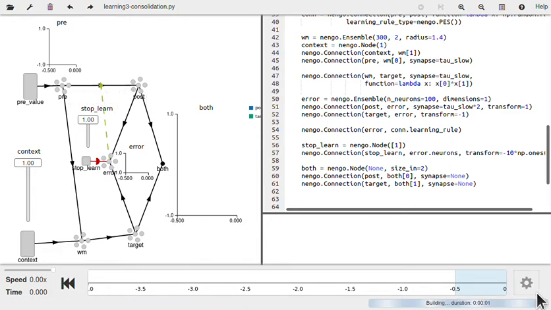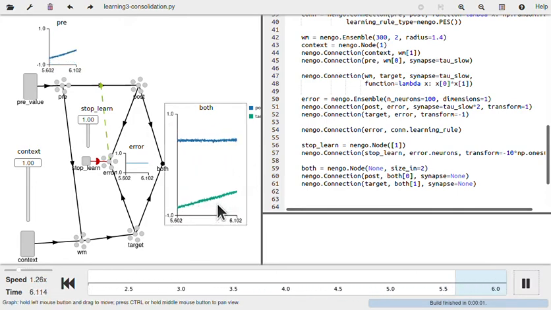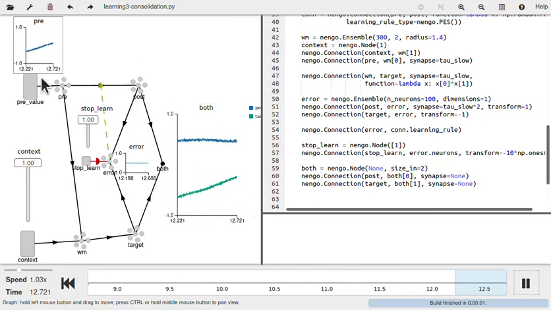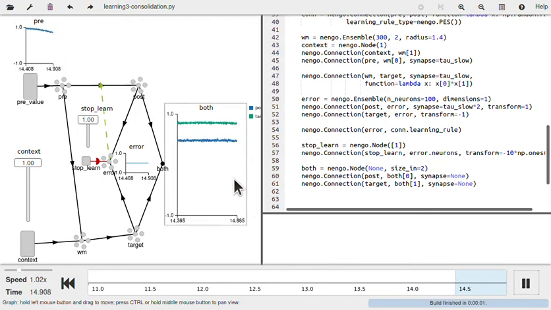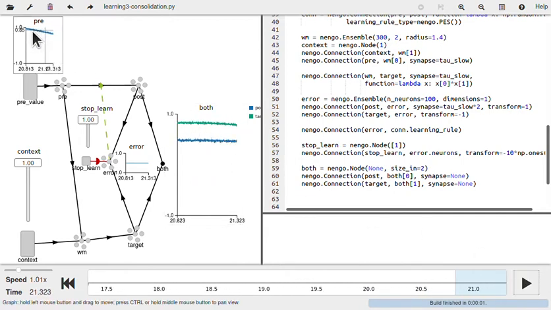Okay. Now what's that going to look like? So I've got learning turned off right now. My input is this smooth blue line. My target value is this green line going up and down. At the moment, it's clearly just not doing anything. This green line is a really slowed down, delayed version of this blue line.